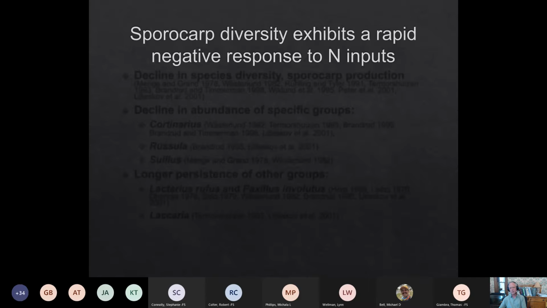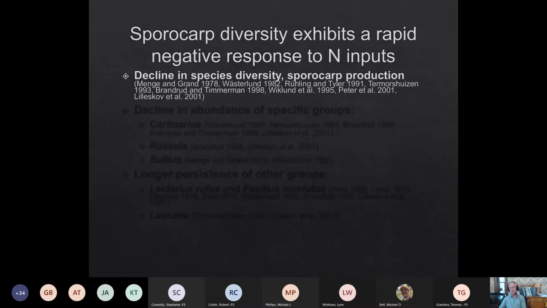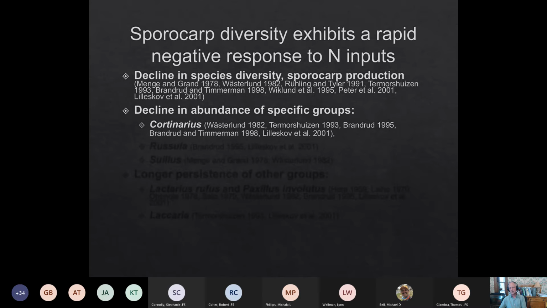When we looked at nitrogen, what we found, and it's not just me, but a number of people have looked at nitrogen effects on fruit bodies, is that there is a decline in species diversity when you fertilize forests, and also declines in spore production for many species. But that decline, as I mentioned, was uneven. Certain groups were very sensitive, such as Cortinarius. This genus is very sensitive to nitrogen, declines in production, and can even disappear entirely from forests under high nitrogen.